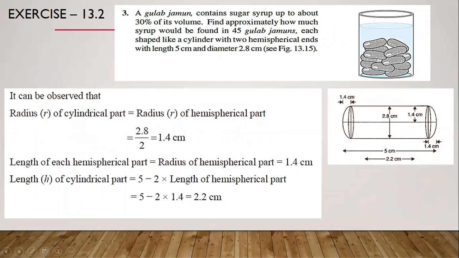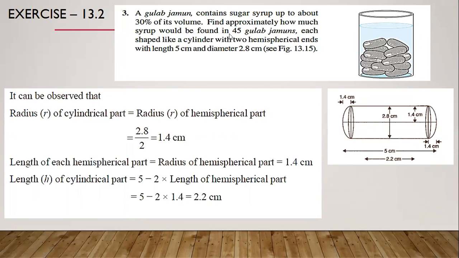Now the next one. A gulab jamun contains sugar syrup up to about 30% of its volume. Find approximately how much syrup would be found in 45 gulab jamuns, each shaped like a cylinder with two hemispherical ends with length 5 centimeter and diameter 2.8 centimeter.